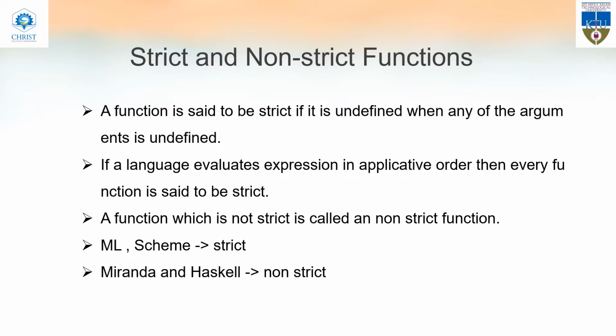If any argument of a function is undefined and it goes into an indefinite loop or returns an error, it is called a strict function. A function which is not strict is called a non-strict function. So that's all you need to know about strict and non-strict functions. ML and Scheme are examples of strict languages. Miranda and Haskell are examples of non-strict languages.